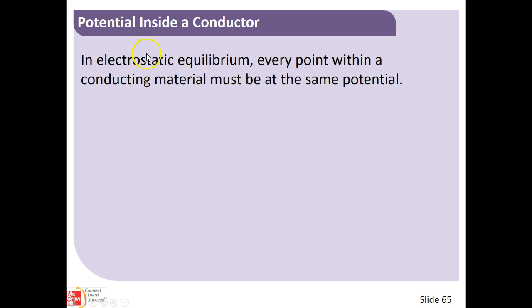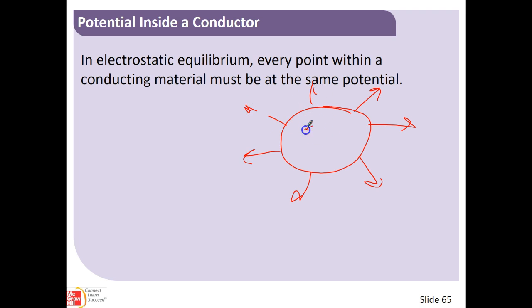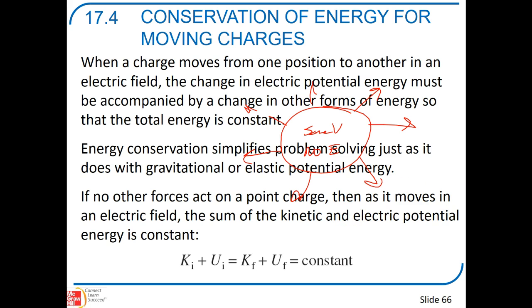Therefore, in electrostatic equilibrium, every point within the conducting material must have the same potential, and it doesn't have to be 0. We did say that the electric field inside of one of these is 0, so here's our electric field. But all the points inside would have the same potential, and there's no electric field on the inside. That's what it's saying.